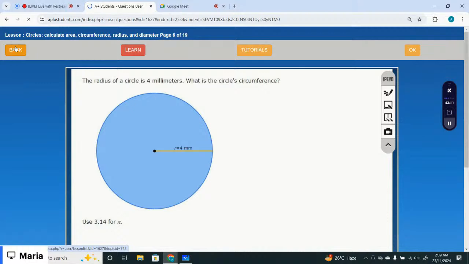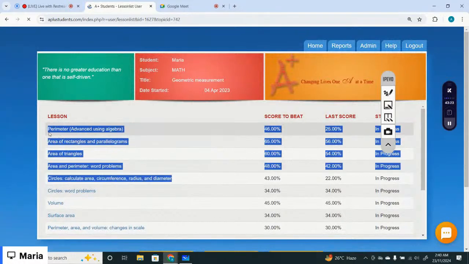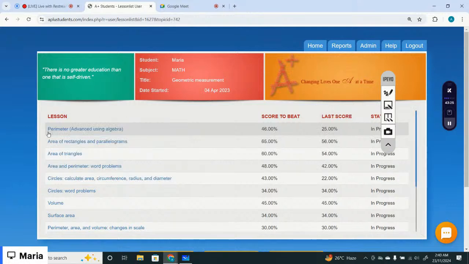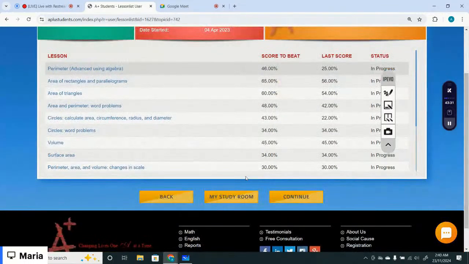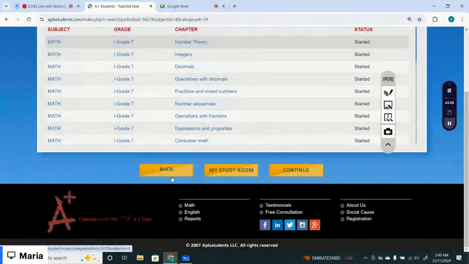So we were working on grade 7 math. The chapter we were working on is geometric measurement. The lessons we have covered today are perimeter, area of rectangles and parallelograms, area of triangles and circles, calculate area, circumference, radius and diameter. So please make sure before the next session you complete all the practice questions for the lessons we just did. That is your homework until next session.